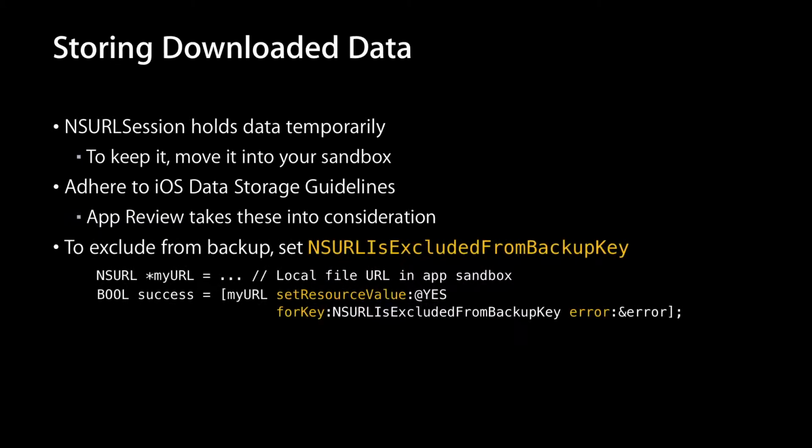So to exclude things from a user's backup, it's very simple. There's an API on NSURL, so wherever you copied these files to, if you need to exclude them, just call this set resource value for key, and you set this one particular key, NSURL is excluded from backup key. That'll keep it out of the user's iCloud backup, and it'll keep the app review team happy.